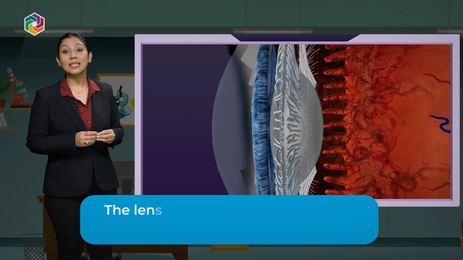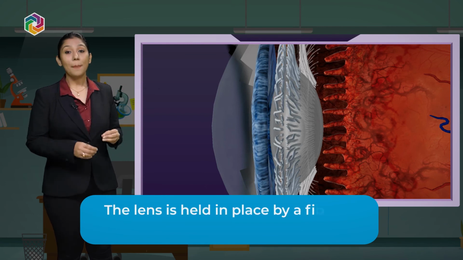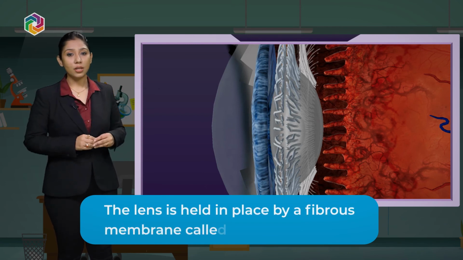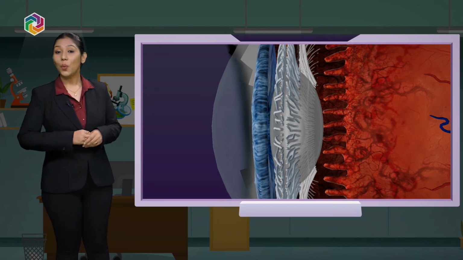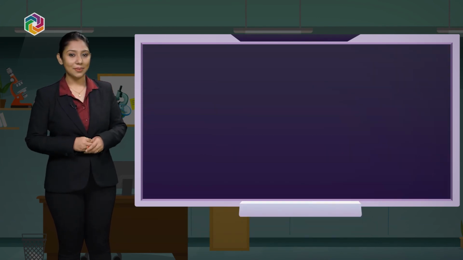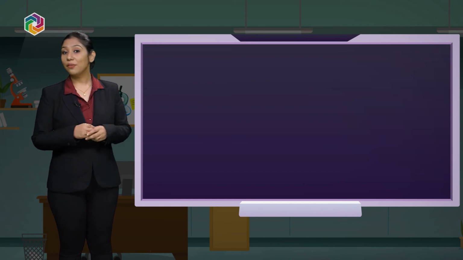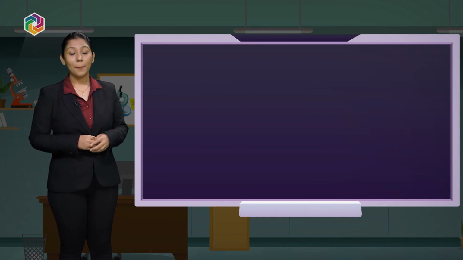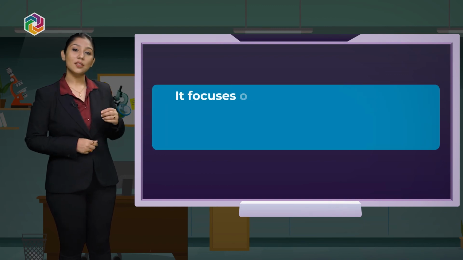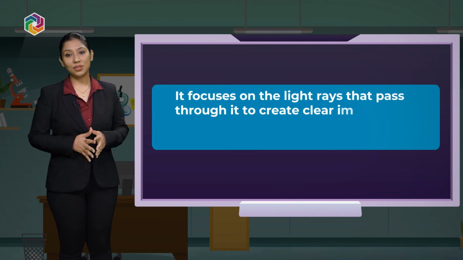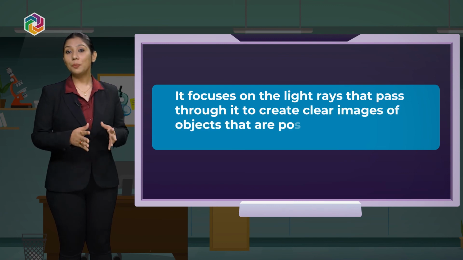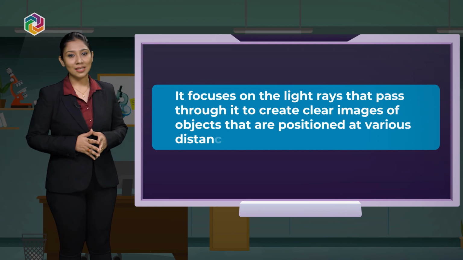The lens is held in place by a fibrous membrane called zonule of Zinn. Let's understand what exactly lens does. The lens changes the focal distance of the eye by changing its shape. In other words, it focuses the light rays that pass through it to create clear images of objects that are positioned at various distances.